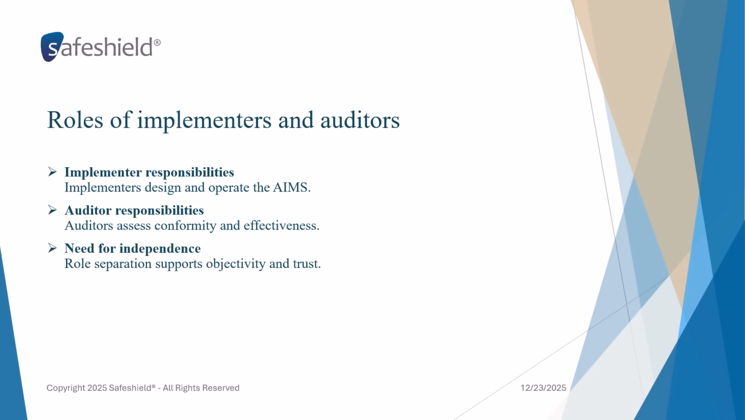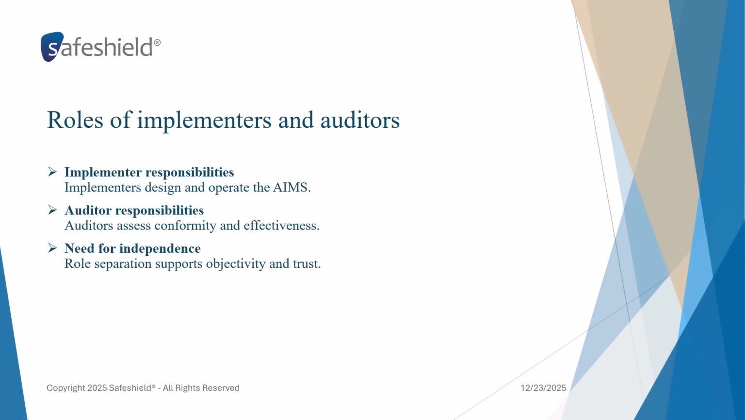Auditors provide independent assessment of conformity and effectiveness. They evaluate whether the AIMS meets ISO 42001 requirements and whether it is implemented as described. Auditors must remain objective and independent from the activities they assess. Their role is to collect and evaluate evidence, identify nonconformities, and report findings clearly and impartially.